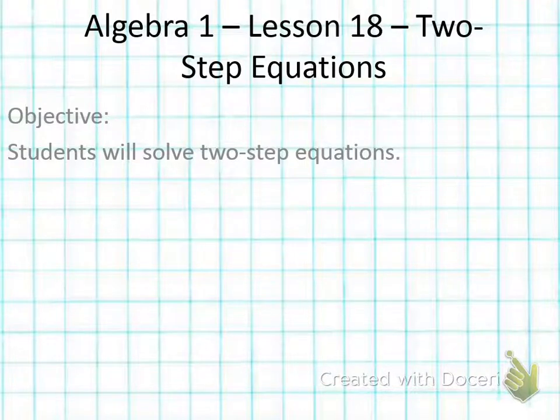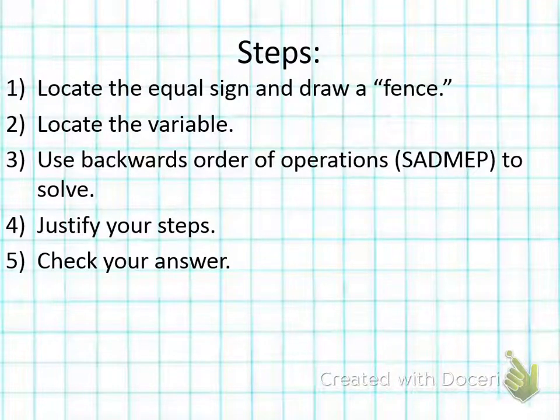Here are the steps for today. Same thing: locate the equal sign, draw a fence. I think the teacher last week said draw a line. I call it a fence. You'll see what I do. Locate the variable, and use backwards order of operations. When we work in math, we're always using PEMDAS, order of operations, but when we solve, we think backwards, so we just flip it. PEMDAS backwards is SADMAP, okay? Justify your steps, meaning what properties you just used, and then check your answer at the end.